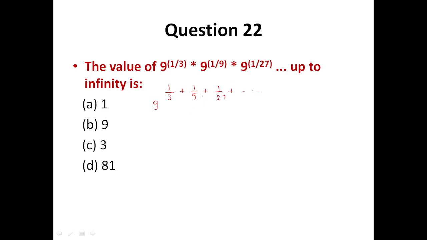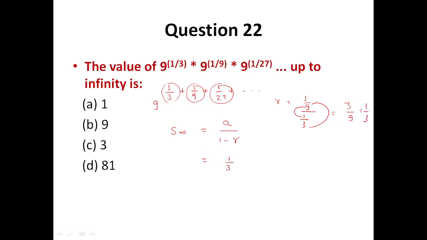As you can see, this is an infinite GP sequence because the common ratio is the same. The sum of an infinite GP is S infinity equal to A upon 1 minus R, where R is the common ratio. So we will find R first. R is 1 upon 9 upon 1 upon 3. So 1 and 3 will move to the numerator. So 3 upon 9, which is equal to 1 by 3.